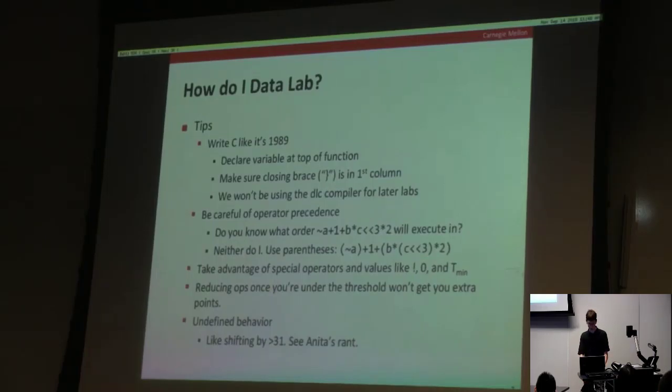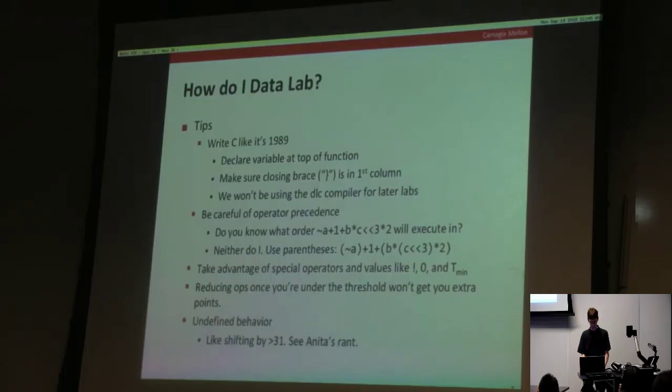You should take advantage of special operators if you're allowed to use negation. Use negation. Zero is a useful number. Int min is a useful number. You should try to work these into your puzzles. They'll help you out. And once you've gotten down to the required number of ops, using only the legal ones, you have full credit. If you want to reduce it more just to get higher on the scoreboard, you can, but you won't get any more points.